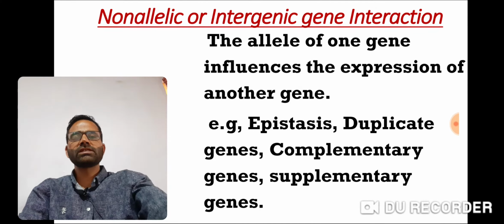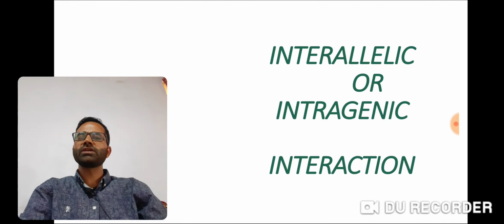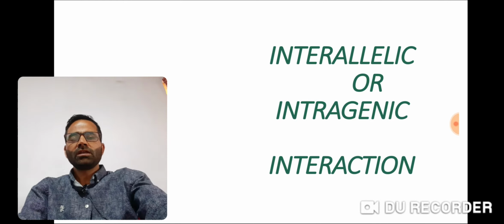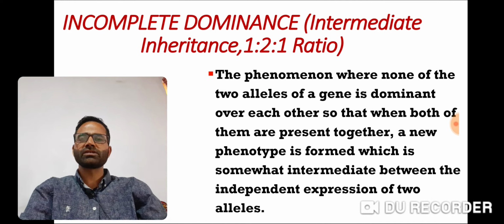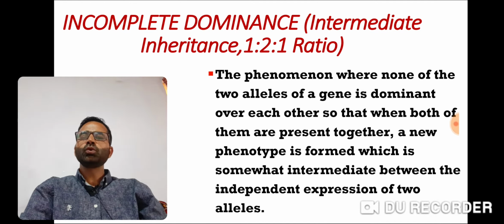So first of all, we will see the interallelic or intragenic gene interaction. And the first example of this is the incomplete dominance or intermediate inheritance. Incomplete dominance is the phenomenon where none of the two alleles of a gene is dominant over each other, so that when both of them are present together, a new phenotype is formed which is somewhat intermediate between the independent expression of the two alleles.